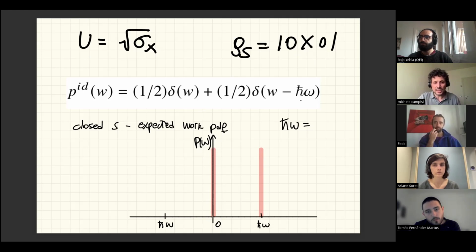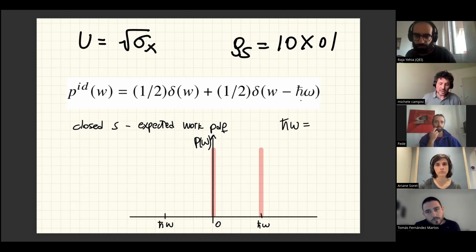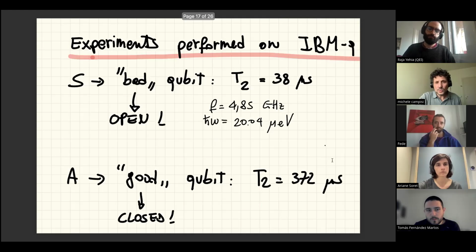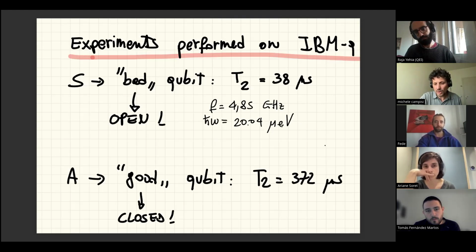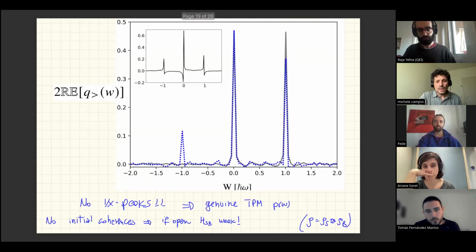And the peaks are centered at 0 and h bar omega, where omega is the resonant frequency of the qubit, which in our case was 4.85 gigahertz. So h bar omega is around 20 micro electron volts. Okay, so let's get to the results.